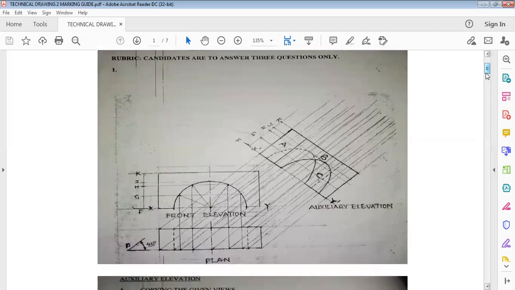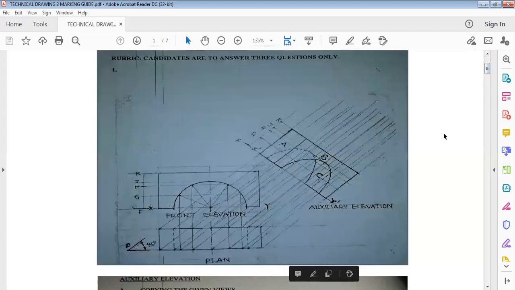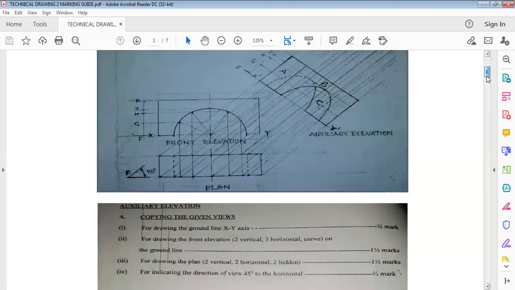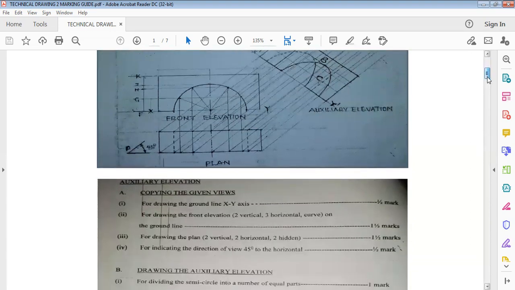Now, the solution to this question that you see on the screen is a solution to a particular question given to the students, and it has to do with auxiliary views. So this is the solution. Then we have the marking guide here, showing how this question will be marked, or how this solution is marked.